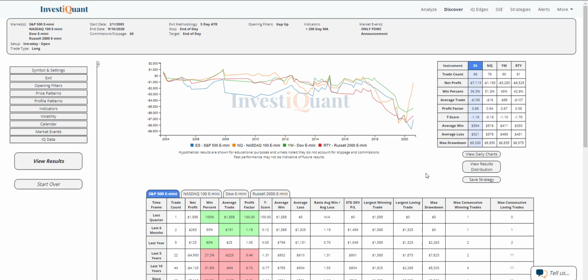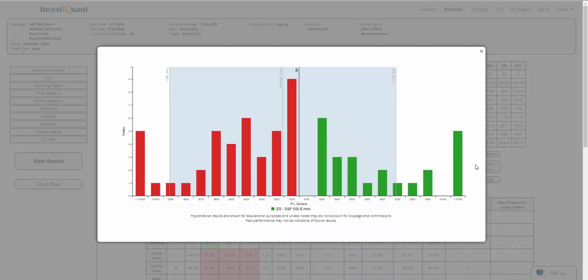And let's go ahead and take a look at the results distribution. I've got the S&P selected here. So this is the results of the S&P. Looking at this histogram here, the way it's set up, the taller the bar, the more frequently that result has happened. So you've got the trades on the vertical axis, trade count, and then on the horizontal axis, you've got the amount the trade has made historically, with 0 being right here, dead center.